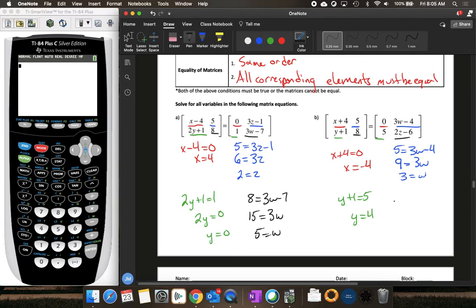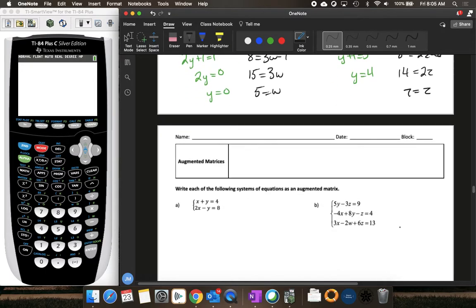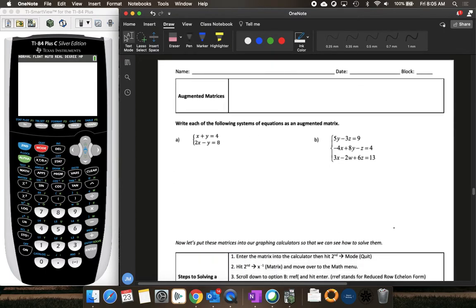Finally, 8 must be equal to 2z minus 6. So then add over the 6, divide by 2, and 7 is equal to z. All right. So here's where we'll start to talk about how you can actually use matrices to solve systems of equations. And so we first need to talk about what are called augmented matrices.